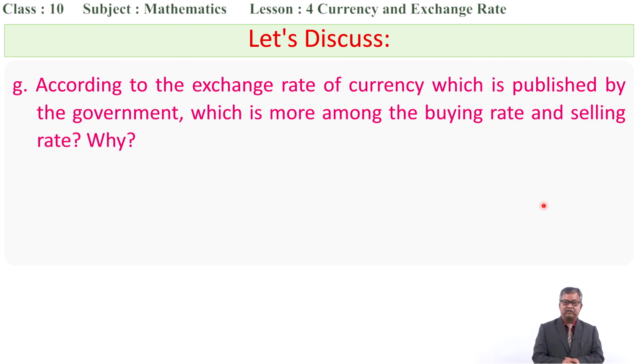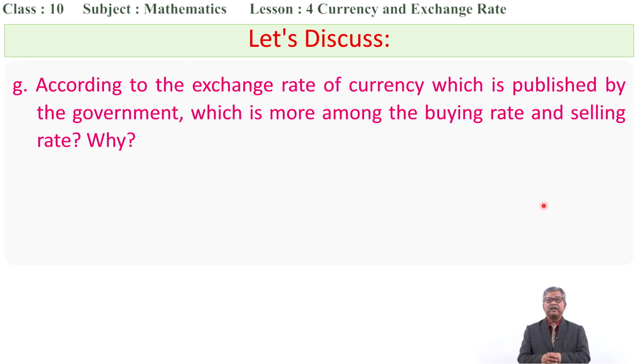According to the exchange rate of currency, which is published by the government, which is more among the buying rate and selling rate, and why? Are you clear about this? Again, I will read that. According to the exchange rate of currency, which is published by the government in our nation, published by Nepal Rastra Bank. Yes, that is the central bank. Okay. Then which one is more among the buying rate and selling rate?